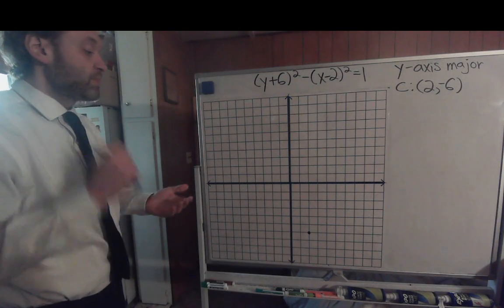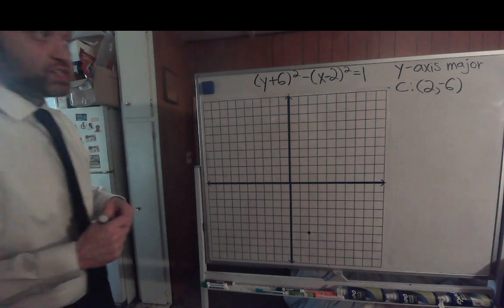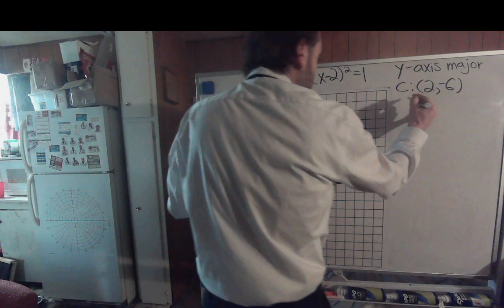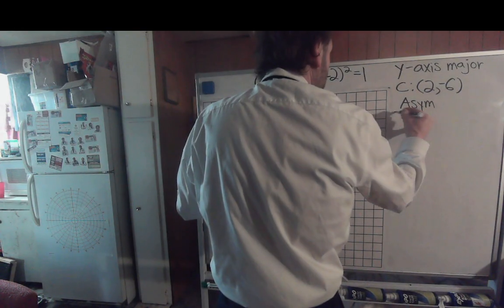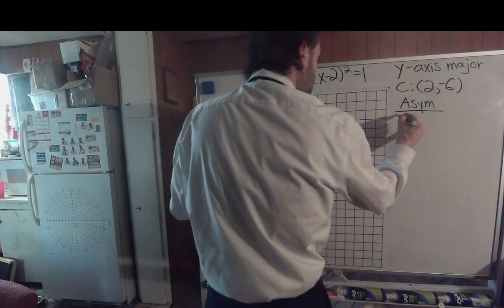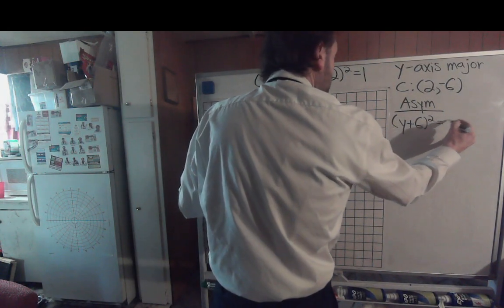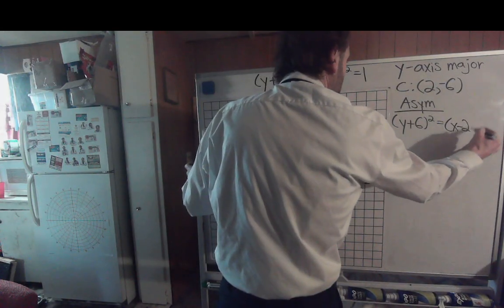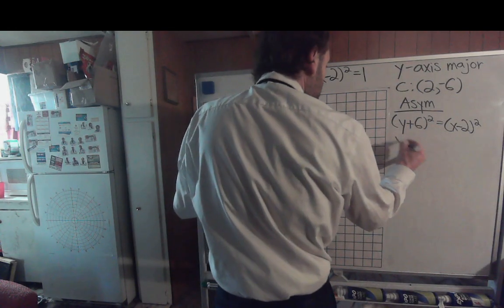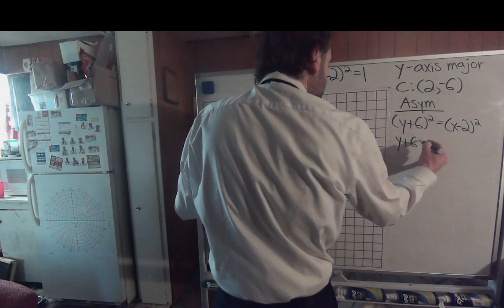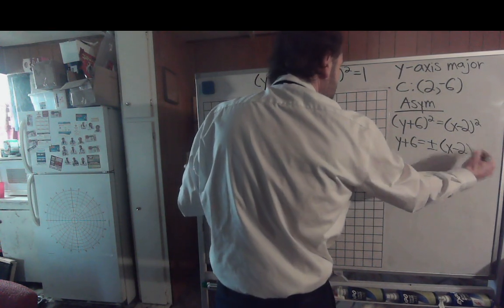Okay. Now, what I'm going to suggest is we find our asymptotes. So we're going to have two slant asymptotes again. So take that y plus 6 squared, set that equal to the x minus 2 squared. Having no denominator makes this a lot easier. That means y plus 6 equals both plus and minus the quantity of x minus 2.